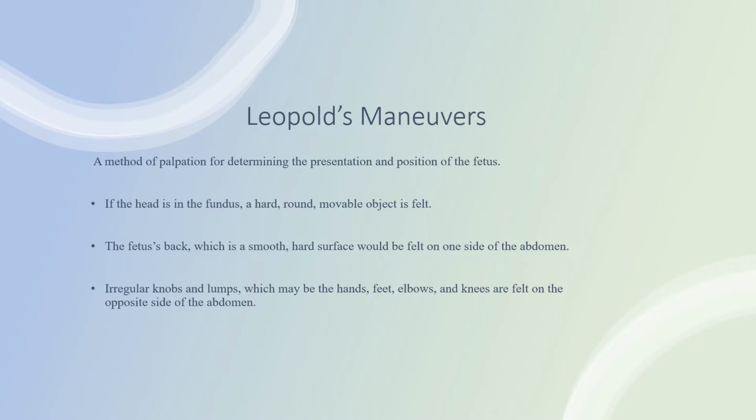Leopold's maneuvers, these are basically just the ways that you would feel the uterus and feel for the position of the baby. So if the head is in the fundus, you can feel the hard, round, movable object. It's, like I said, basically palpating to determine where the baby is. If you feel a smooth, hard surface, you can usually determine that that's the back. So you would know the abdomen would be on the other side. If you feel some irregular knobs and lumps, that usually tells you it's probably hands, feet, elbows, or knees.